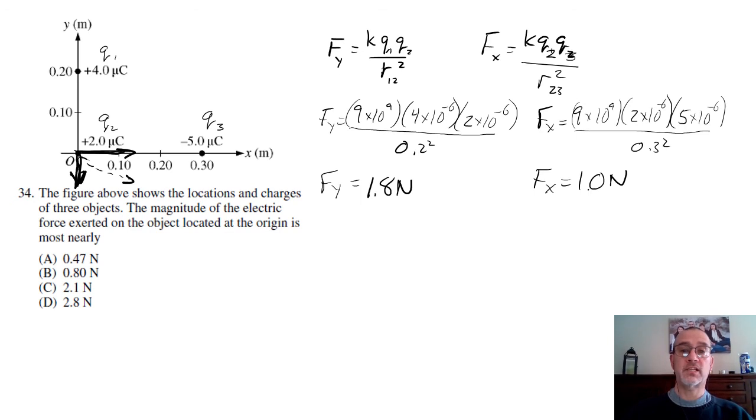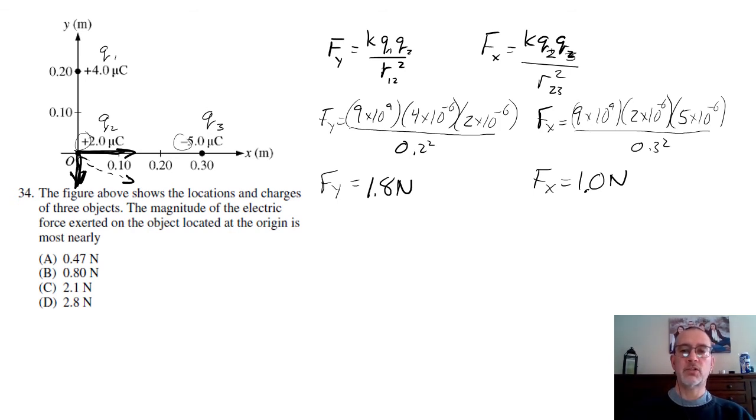So K Q1 Q2, that's 9 times 10 to the 9th times 4 times 10 to the minus 6th times 2 times 10 to the minus 6th divided by 0.2 squared gives me 1.8 newtons. And the force in the x direction is 9 times 10 to the 9th times 2 times 10 to the minus 6th times 5 times 10 to the minus 6th divided by 0.3 squared gives me 1.0 newton. I didn't plug in a negative because we've already taken care of the direction with the arrows and knowing that a positive and a negative will attract to the right.